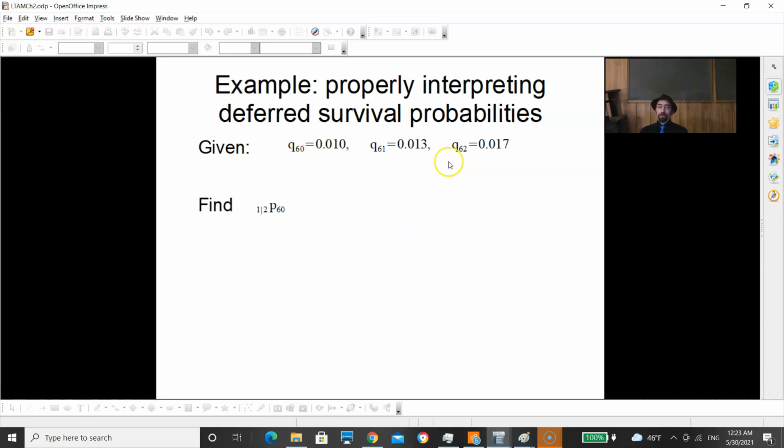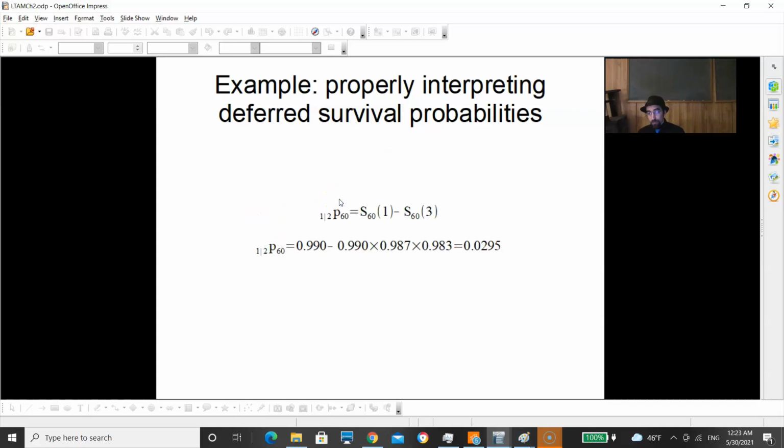What if for these same probabilities I wanted 2|p60, deferred 1 year? Well, that would be the probability that a 60-year-old dies between age 61 and 63. So note that would be survival for 1 year minus survival for 3 years. So it would be 0.99 minus 0.99 times 0.987 times 0.983. Crunch the numbers and you get 0.0295. A little less than a 3% chance of dying in that 2-year window.